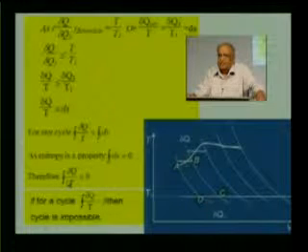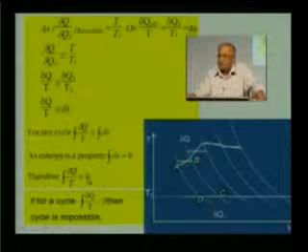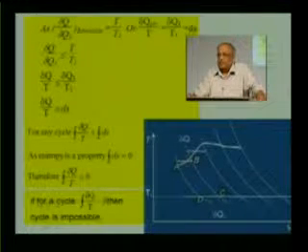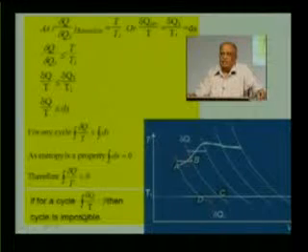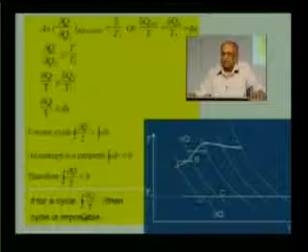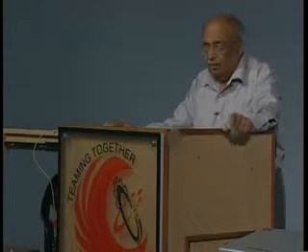Therefore, the cyclic integral of dq by T would always be less than or equal to 0, and that is the inequality of Clausius, that if for a cycle the cyclic integral of dq by T is greater than 0, then the cycle is impossible. That is the corollary of the second law of thermodynamics. And from this we can define the principle of increase of entropy.